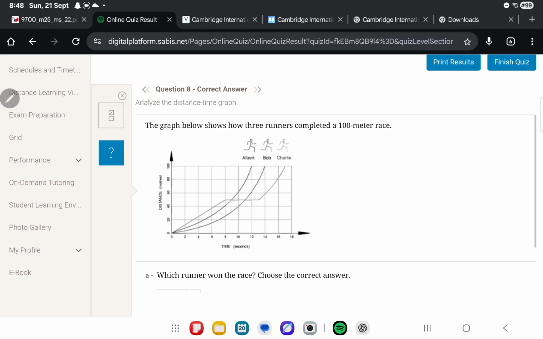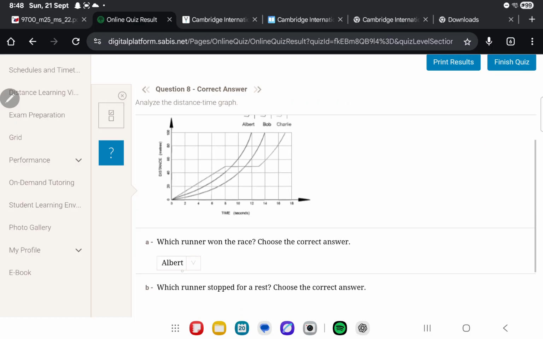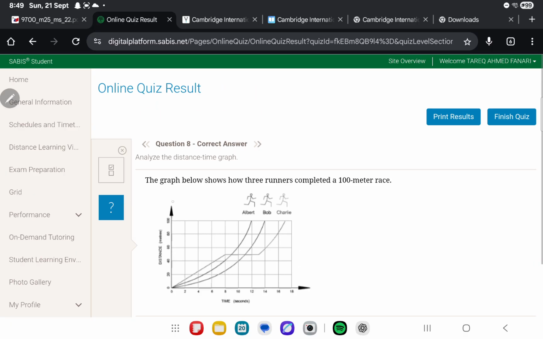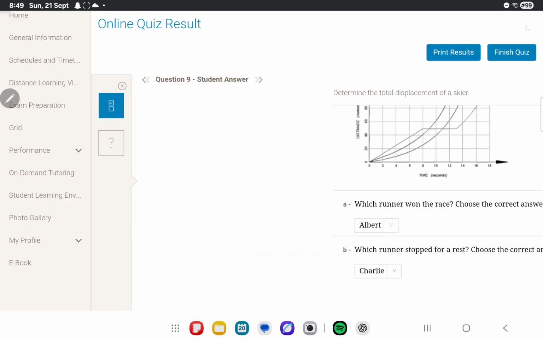Now, question 8. It shows that these three people ran a race. Which runner won the race? Obviously the one that reached the 100 meters in the shortest time, which is Albert. Okay, and which runner stopped for a rest? When they say stopped for a rest, that means you have a flat line because they're at rest, right? There's no motion, which is this. And if you trace the graph, you will see it belongs to Charlie. So that's who stopped for a rest, Charlie.